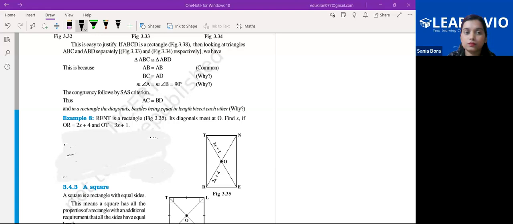So basically, OT and OE are equal, right? According to the properties of a rectangle, they both are going to be equal, and I already taught you how to find the value of X. But what I'm saying is that OT and OE are equal, right? According to the properties of a rectangle. Done, ma'am.